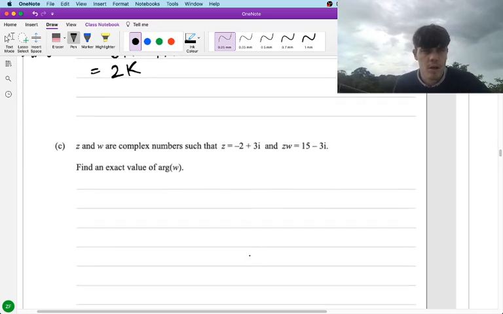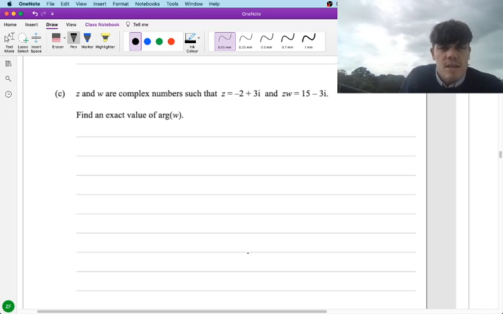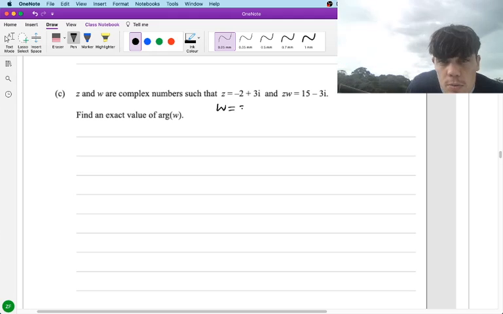Okay, let's move down. Question C. Z and W are complex numbers such that Z equals negative 2 plus 3i and ZW equals 15 minus 3i. Find an exact value of the argument of W. So there's a couple of ways to go about this. Yeah, let's just go this way. What we could do is make up a W. We can say that W equals x plus iy.